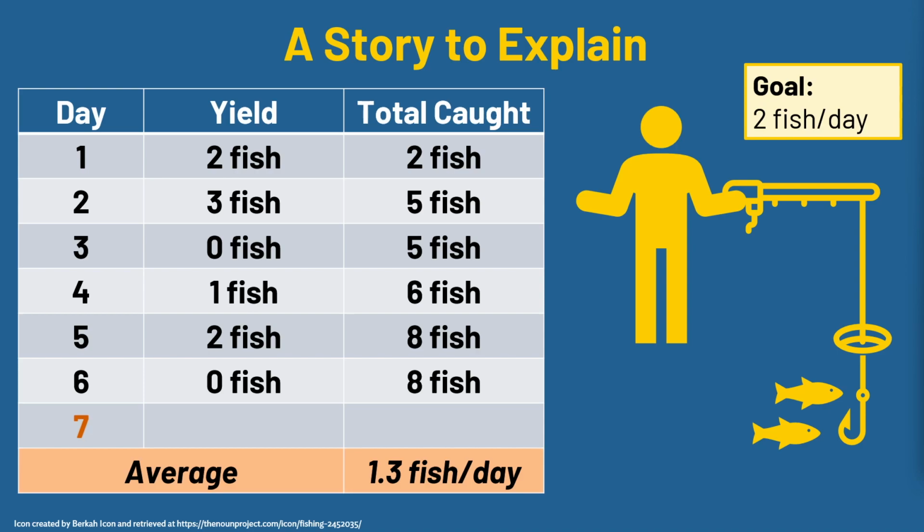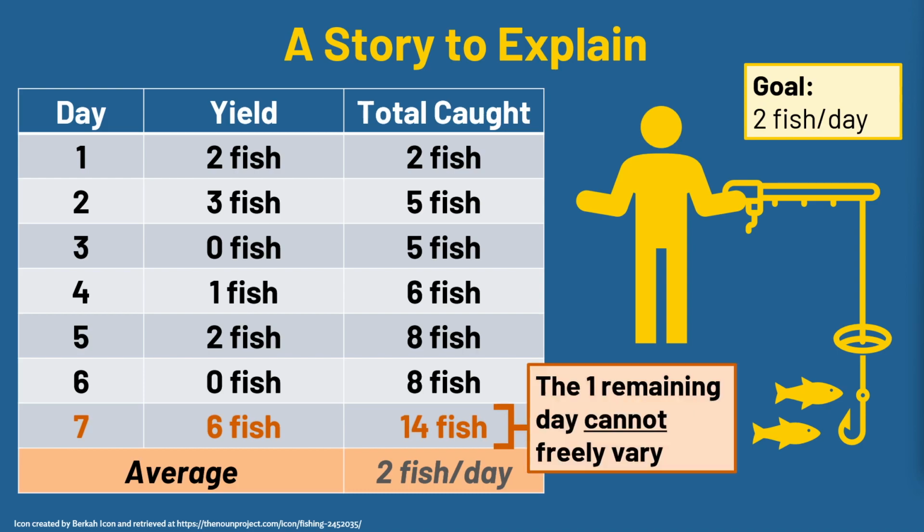But then, dud, I catch no fish, right? Then I'm like, oh shit. Okay, I have one more day. If I'm gonna win this bet, how many fish can I catch? Right? And the answer is that I have to catch 6 at this point in order to hit my average. And so now the 1 remaining day cannot freely vary, right? And so that is what we're talking about when we talk about degrees of freedom, right? Is how many things are free to vary when we're computing some sort of statistic.